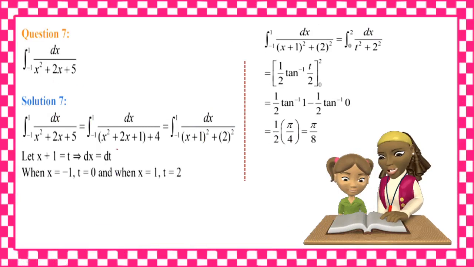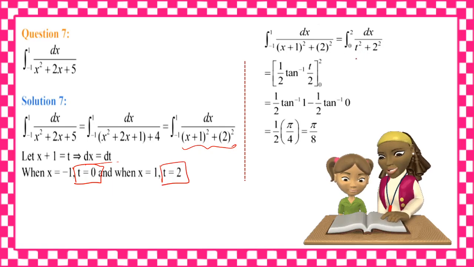Question number 7. Here also first of all use the completing square method. Make the complete square. Now assume x plus 1 as t, dx equal to dt. Change the limit: when x is minus 1, minus 1 plus 1, t is 0. And when x is 1, 1 plus 1, t is 2. So the new limits are 0 to 2.